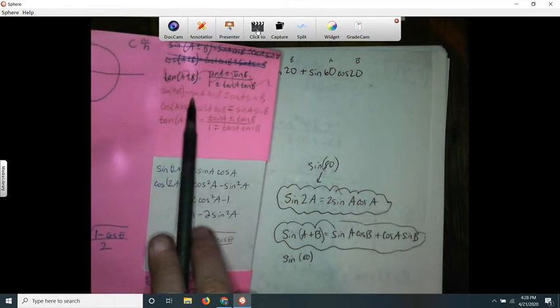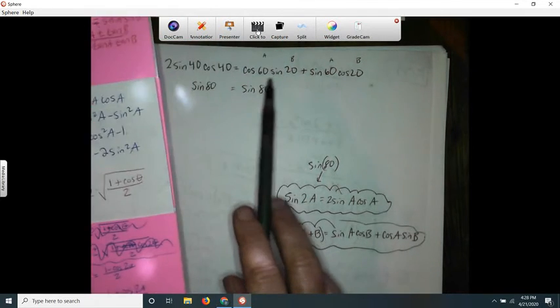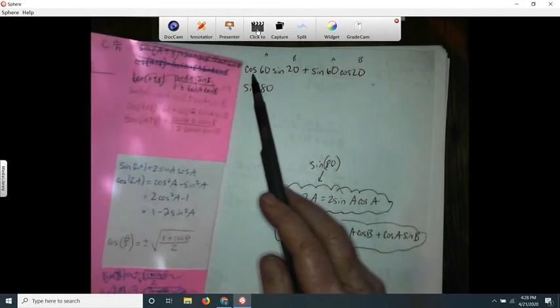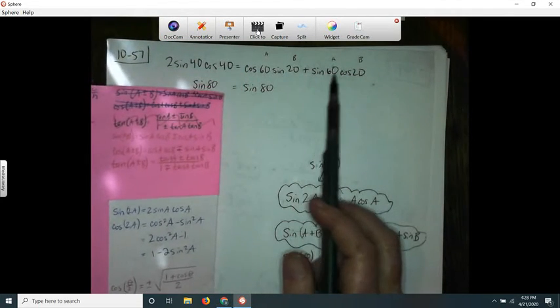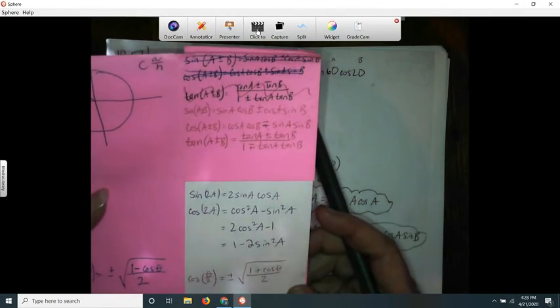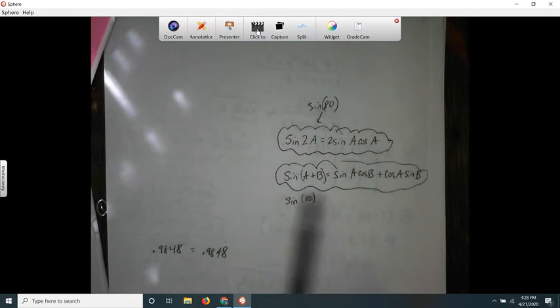And then over here, I looked all around and I found it had to be this one, with the sine and the cosine and the cosine and the sine. It's in a little bit different order than I wrote it, but it's got sine times cosine plus cosine times sine. So it's sine A plus B. I wrote it down here for you.